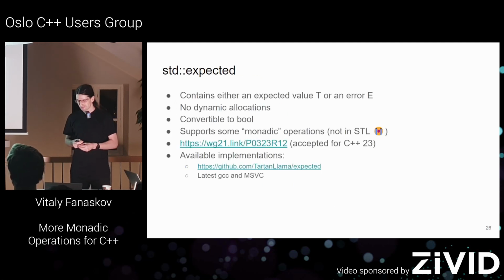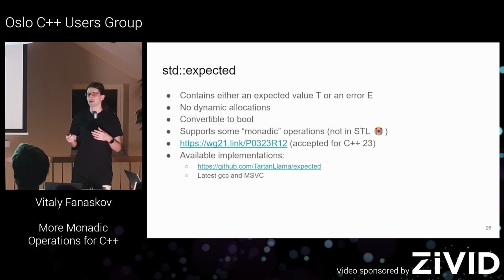But to avoid these exceptions, these side effects, and so on, there is the expected type. This is basically a tagged union with either T, which is a value, or error E. There will be no dynamic allocations. The type is convertible to bool. It supports monadic operations in the original proposal, but unfortunately they were not accepted for the C++ standard library so far. That's the reason why we will be using the implementation by Sy Brand, in the namespace tl::expected, by his nickname. So all expected things in our examples will be prefixed with tl, not std. It's easily available for experiments, at least in the vcpkg package. I haven't checked with Conan.